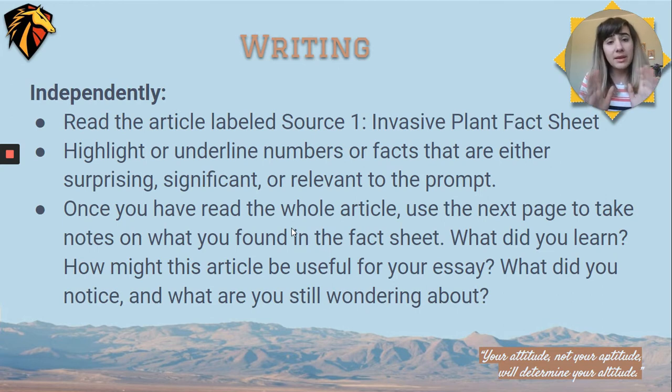So the next step is something you have to do independently. I'm not going to read this over for you. They have given you a fact sheet about invasive plant species. You need to read it, and as you read it, I want you to either take a highlighter or a pen or a pencil and underline or highlight numbers or facts that either surprised you, like you weren't expecting to see such a big number, significant, like that is a big and important thing that everybody should know about, or relevant to the prompt. Maybe you find a fact that you're like, ooh, I will definitely need to use that when writing about why these plants are bad for our school.